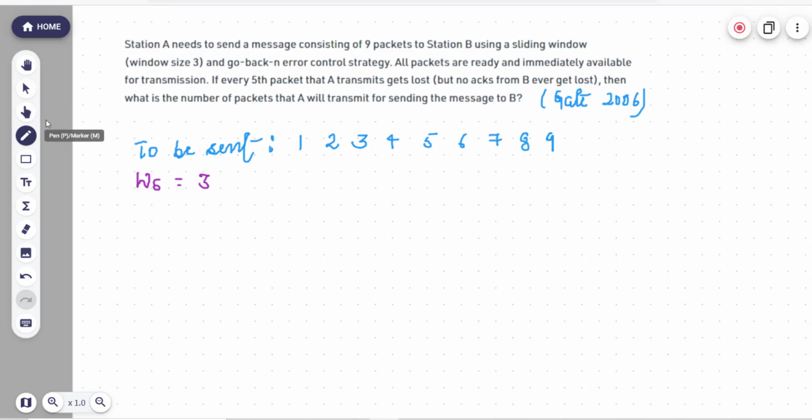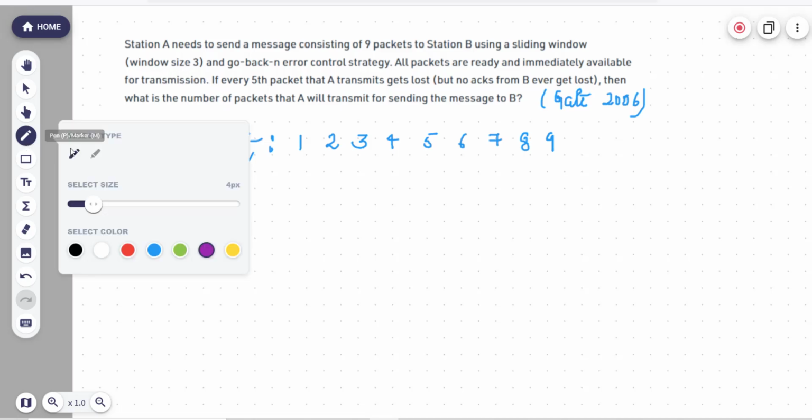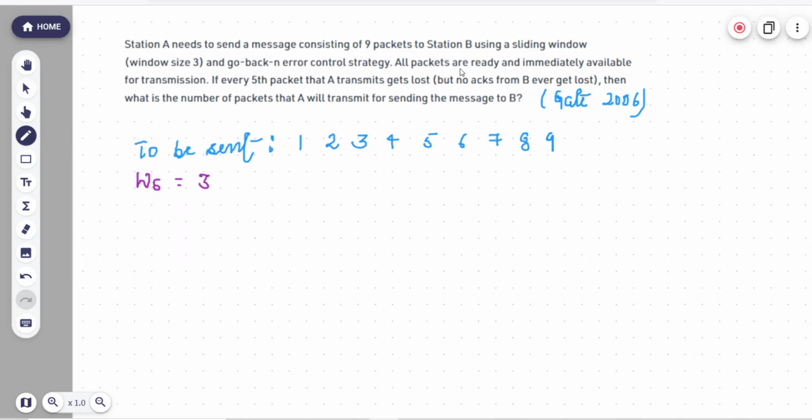Given that there is a station A which needs to send a message consisting of 9 packets. These 9 packets are to be sent from station A to station B. The window size is given as 3. All the packets are ready and immediately available for transmission. Every 5th packet that A transmits gets lost, but no acknowledgement from B ever gets lost.